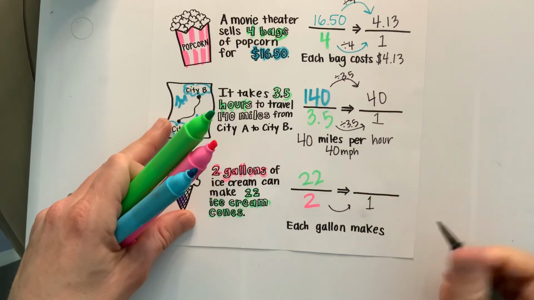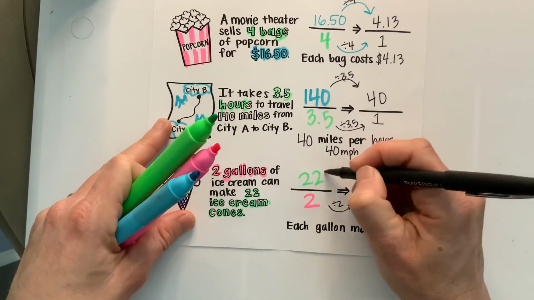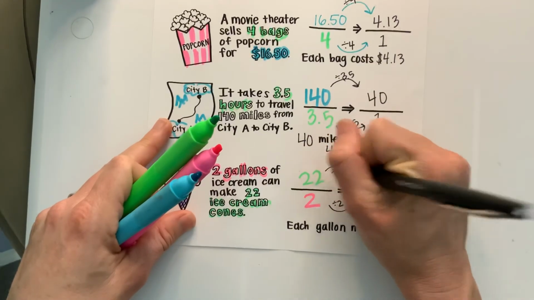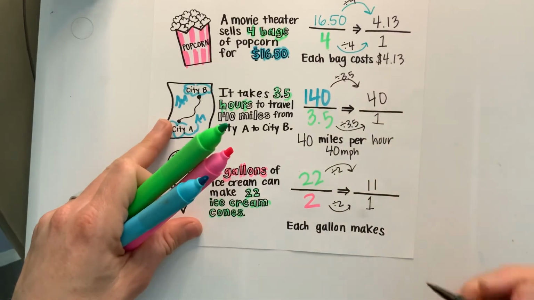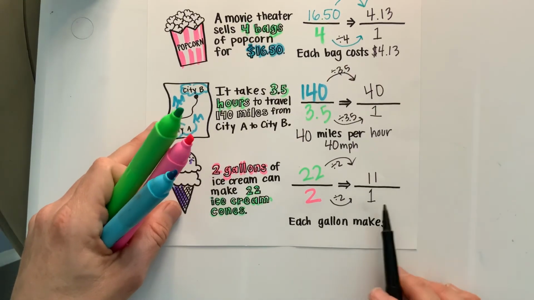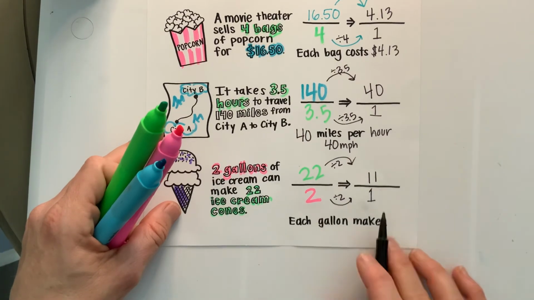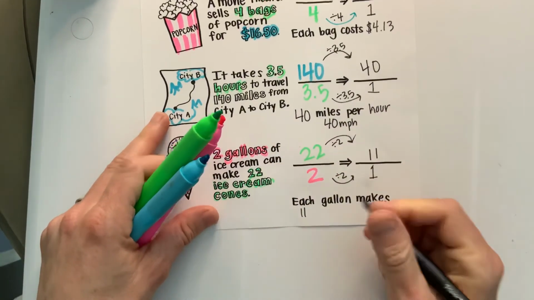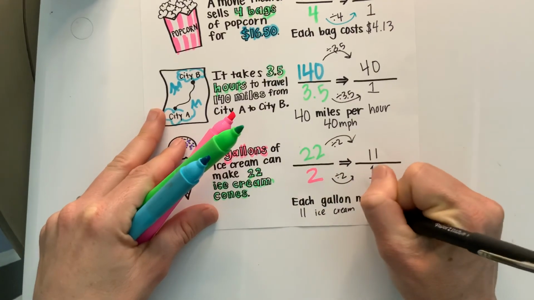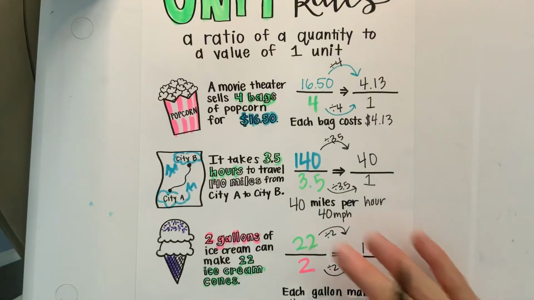So to go from 2 to 1, I'm dividing by 2. And if I divide my denominator by 2, I need to divide my numerator by 2. So that's going to make 11. So I can make 11 ice cream cones out of every 1 gallon of ice cream. So each gallon makes 11 ice cream cones. So there we go, another unit rate. Okay, that's it with unit rates.